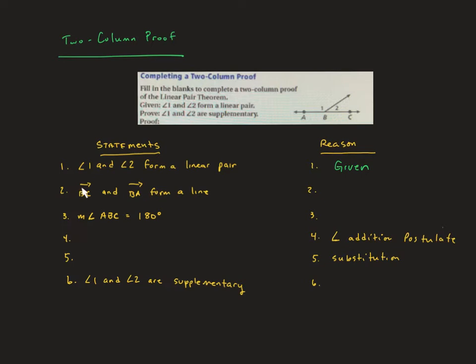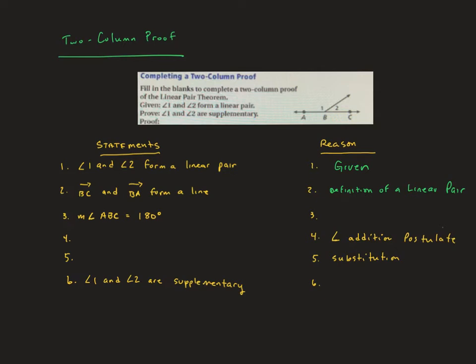Next, I have ray BC and ray BA form a line. So I have ray BA going that direction and ray BC going that direction. So that looks like opposite rays, and part of the definition of a linear pair was that it had opposite rays. So we can call that the definition of a linear pair, because a linear pair was defined by opposite rays.